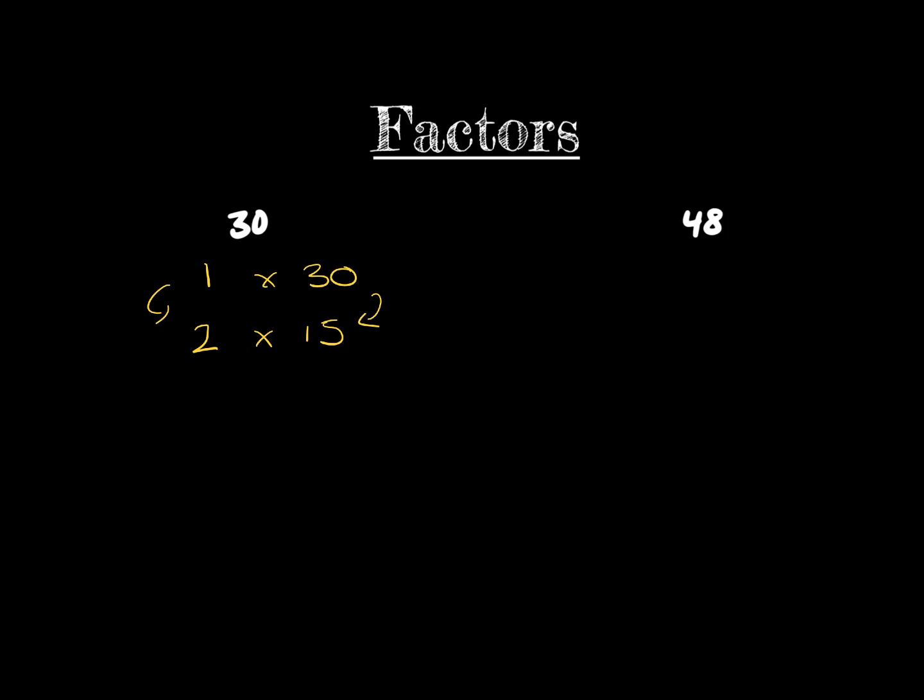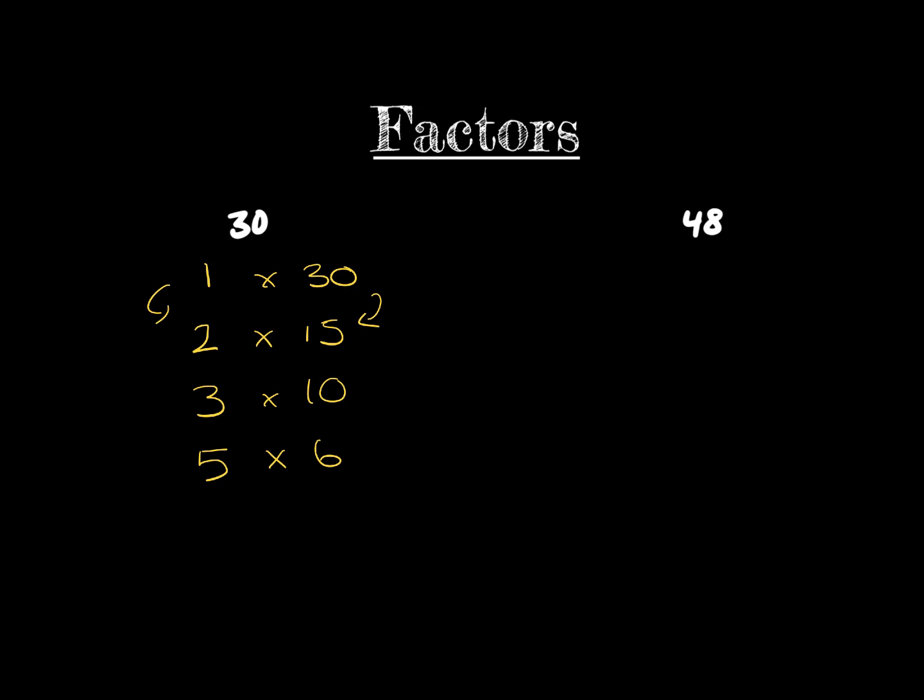Then we want to go with 3. So we've done 1, we've done 2. Let's look at 3. So 3, yes, 3 times 10 makes 30. So far I've got 6 factors here for 30. Then we'll think about 4. Well, 4 doesn't divide into 30. It's not in your 4 times tables. So then we'll think of 5. Well, 5, yes, it does divide into 30 because all the 5 times tables end in 5 or 0 and 30 ends in a 0. So 5 times 6 makes 30.